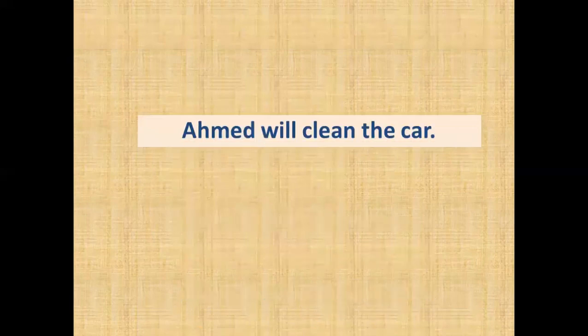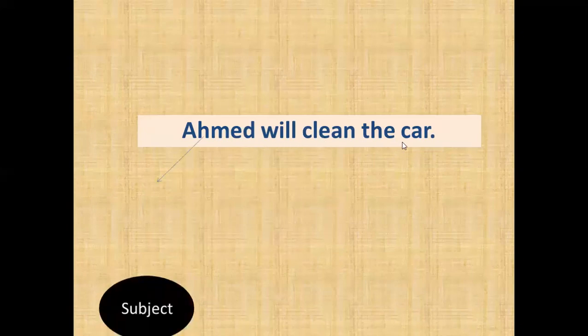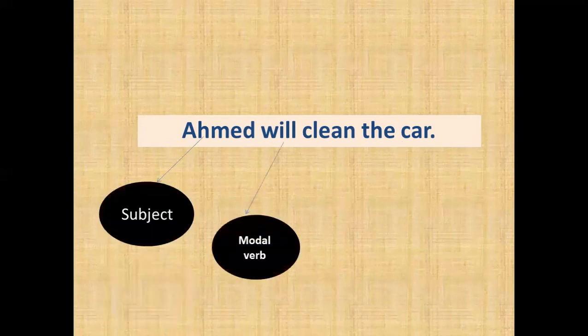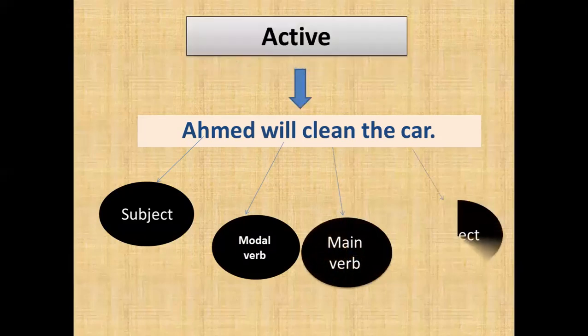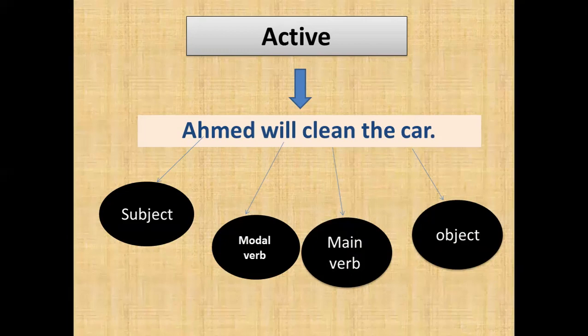Now, Ahmed will clean the car. This sentence is an active sentence. Why? Because it started with the subject. After that, the modal verb, then verb one, and the object: subject, modal verb, infinitive, and the object. So, Ahmed is the subject, will is the modal verb, clean is the main verb, and the car is an object. It's an active sentence, not a passive one. Today, we will learn how to change it into passive.